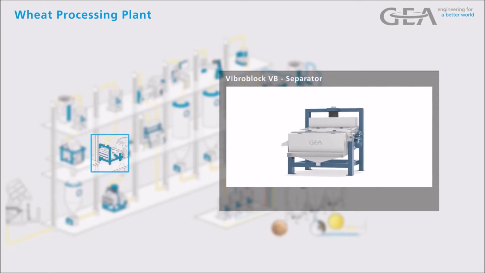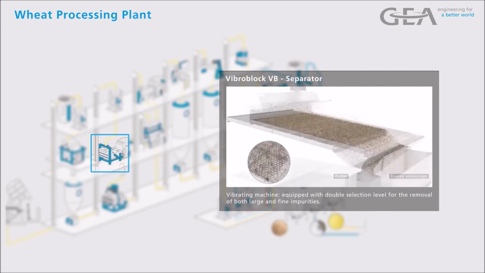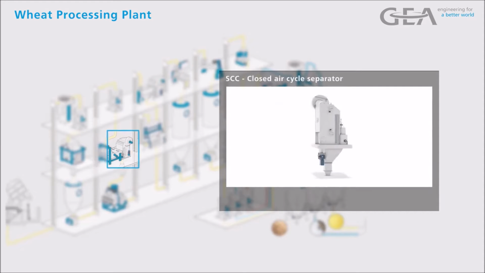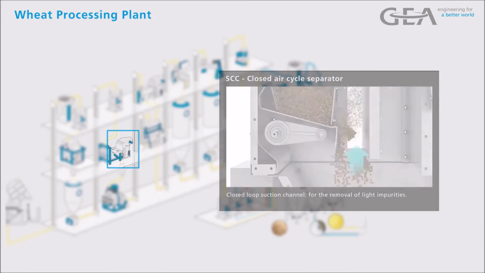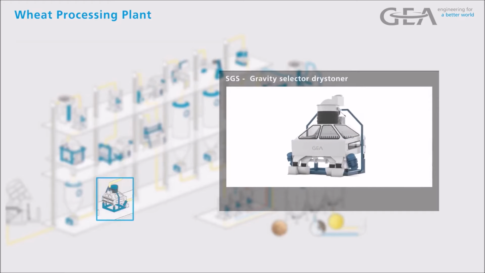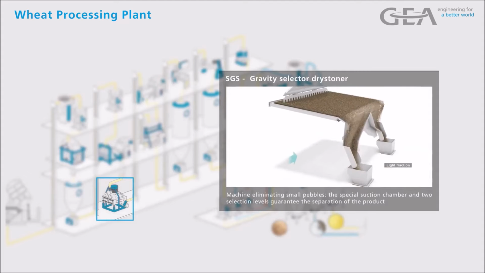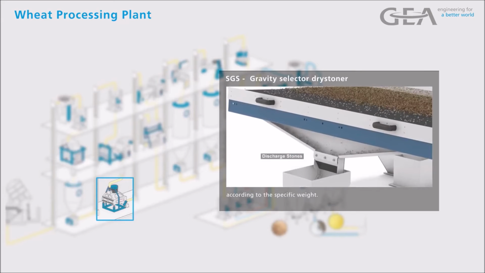Vibroblock VB separator. Vibrating machine, equipped with double selection level for the removal of both large and fine impurities. SCC closed air cycle separator, closed loop suction channel, for the removal of light impurities. MF magnet. SGS, gravity selector dry stoner, machine eliminating small pebbles. The special suction chamber and 2 selection levels guarantee the separation of the product according to the specific weight.